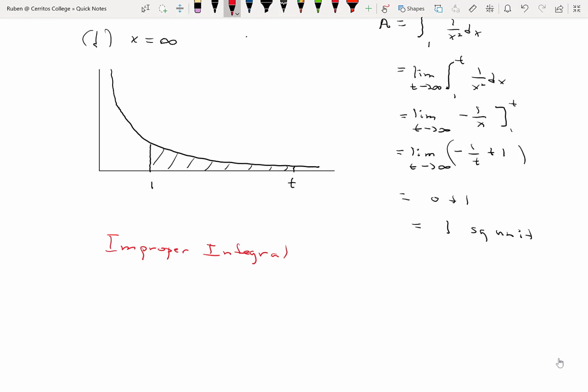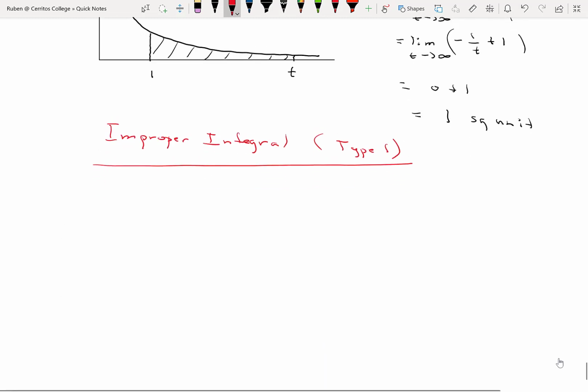In this section, we talk about two types of improper integrals. We're going to call this a type 1 improper integral. So what we just talked about in part D of this example was an example of what's called a type 1 improper integral. This integral looked like, for us, the integral from 1 to infinity of 1 over x squared with respect to x. And what makes it an improper integral is when one or both of the limits of integration are infinite.